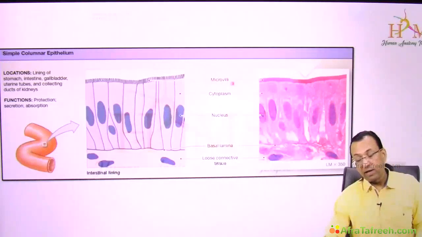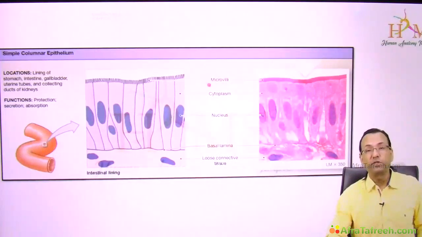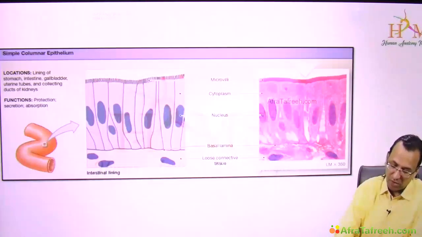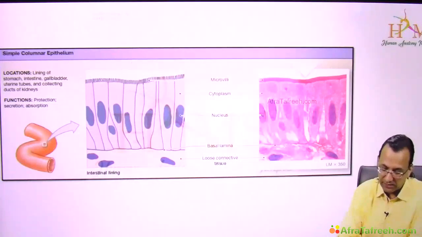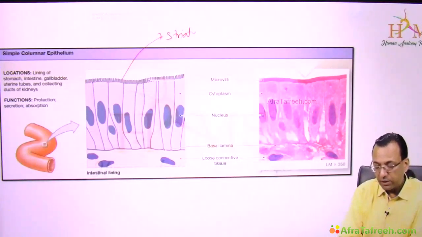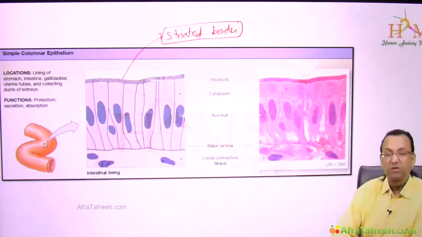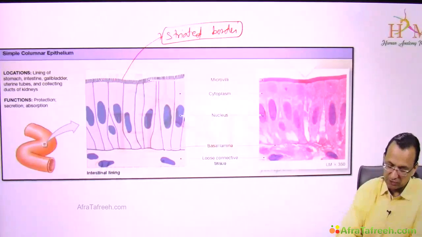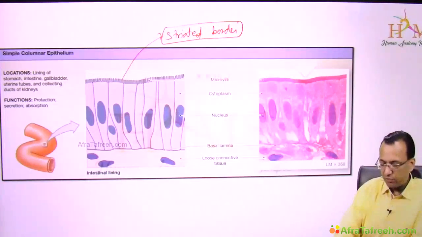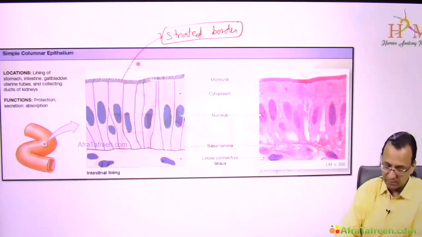Actually, there are microvilli to increase the surface area of absorption, and they are regularly arranged. Because they are regularly arranged, they are called a striated border. So striated border is there in the small intestine. Yes, regularly arranged microvilli in the small intestine give a striated border to increase the surface area of absorption.